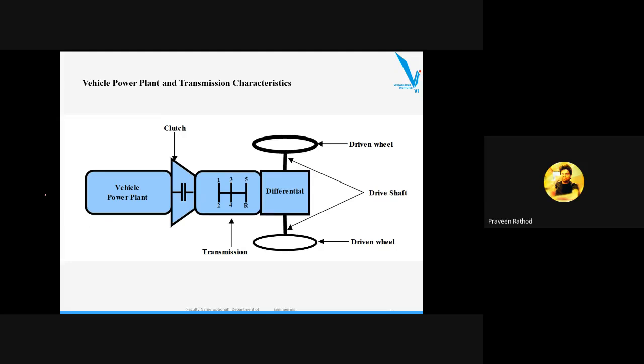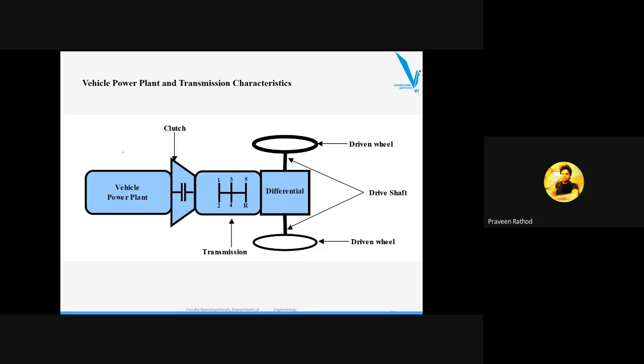We know that this is a vehicle power plant. Here the torque and rotating speed from the output shaft of the power plant is transmitted to the driven wheel through a clutch, or we can say a torque converter, as well as the gearbox, final drive, differential and drive shaft.